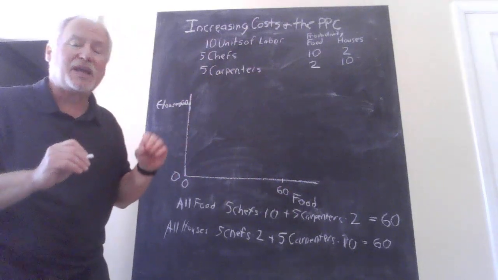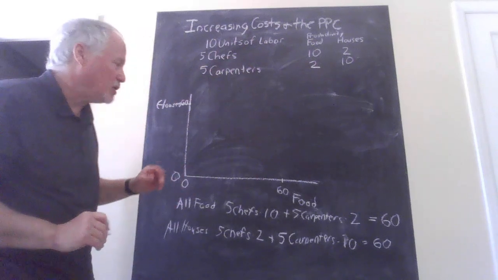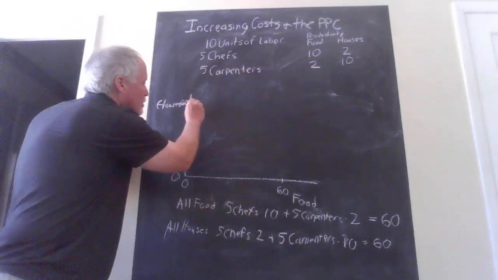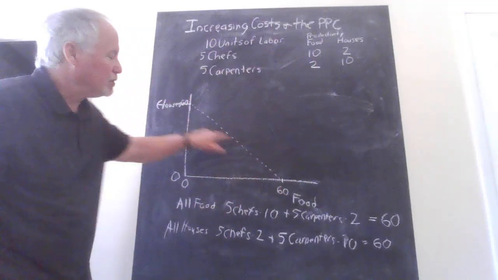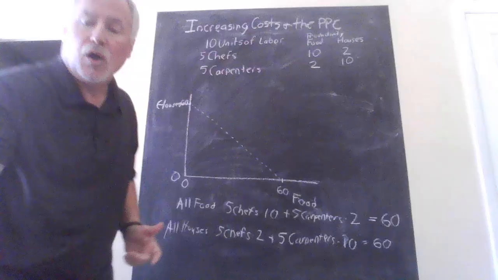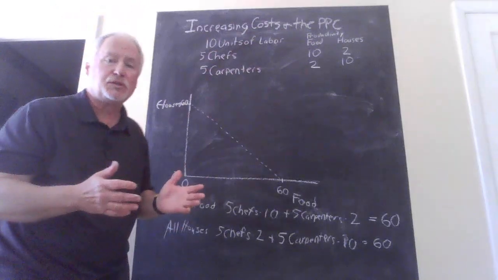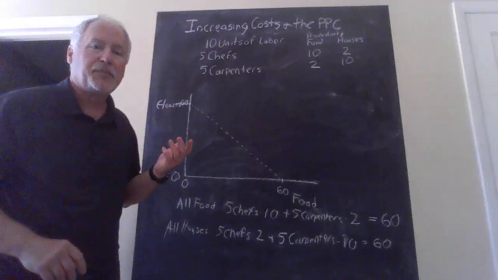But when the labor is not all the same, then we have a different option. If we were to connect those, I'll just dot this in here because that's not what the PPC is going to be. But if you did what we did in chapter 3, it would look like this. Well, suppose you want to produce some point in the middle here.